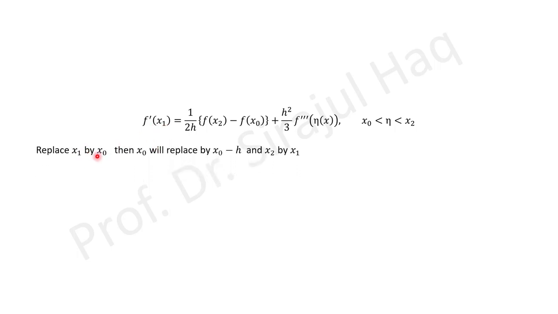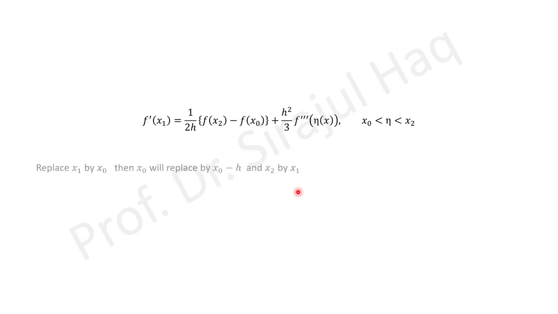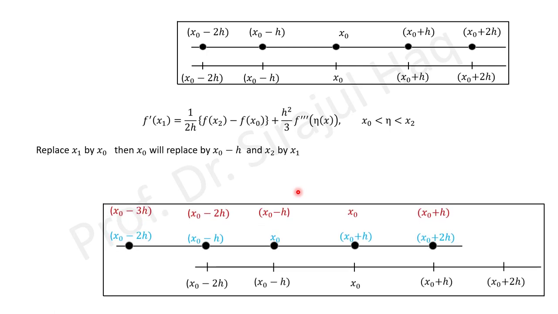When I replace x1 by x0, definitely x0 will be replaced by x0 minus h, and x2 will be replaced by x1, because we are moving in the backward direction by one step. So let's see how. Look at these two figures. You can see that the positions of the particles are x0 plus 2h, x0 plus h, x0, x0 minus h, and x0 minus 2h. What I want to do is put this x0 at this position. So I shifted these particles to the left hand side.